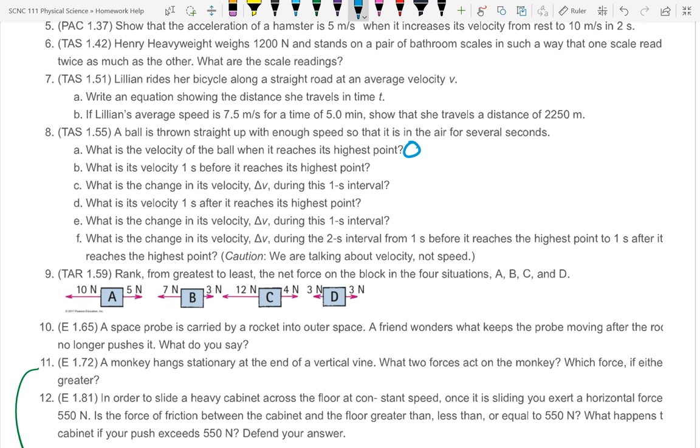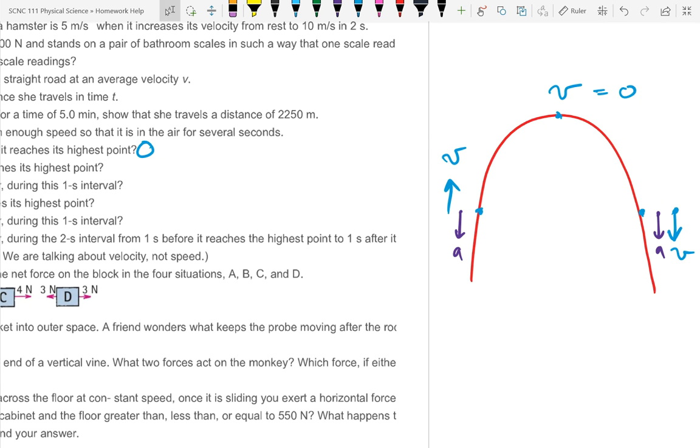Okay, next question. What is its velocity 1 second before it reaches the highest point? Based on what we already did, we know the direction before it reaches the highest point. What direction is the velocity? Up, right. Now it gives us a specific about what its velocity is 1 second before, and that's going to require us to go to math. So if I have this thing flying through the air, we established the acceleration is down when it's going up and down when it's coming down. What is the acceleration of the object when you drop it?